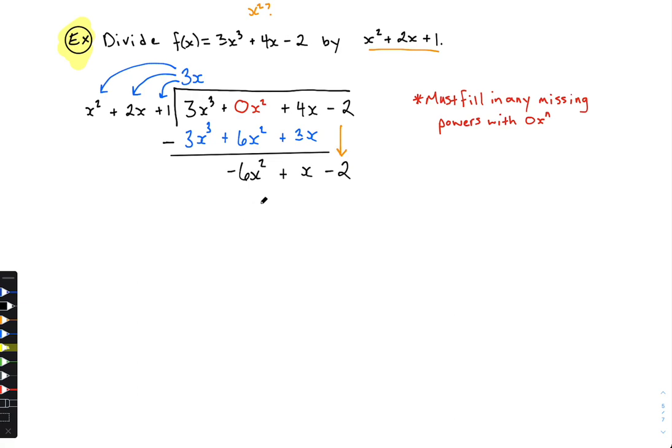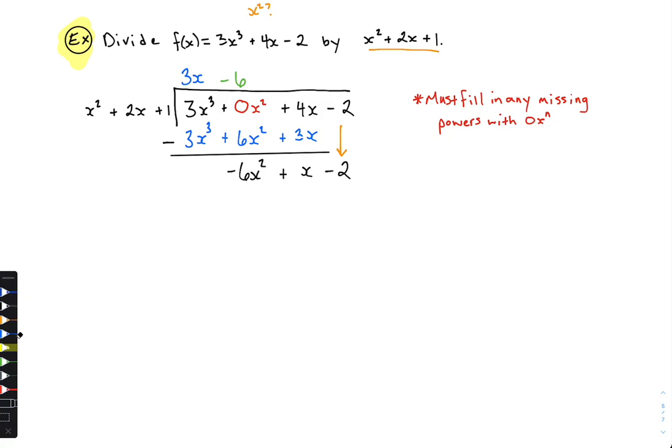Now what essentially happens is this process starts over. We're done with our 3x, we figured that out. And now what I want to do is figure out how many times x squared goes into 6x squared, right? I was looking at 3x cubed, but now I've taken care of that. And what I have left over is this 6x squared. So I know I'm going to need a negative 6, and x squared actually means I don't need any more x's. So it's just a negative 6.